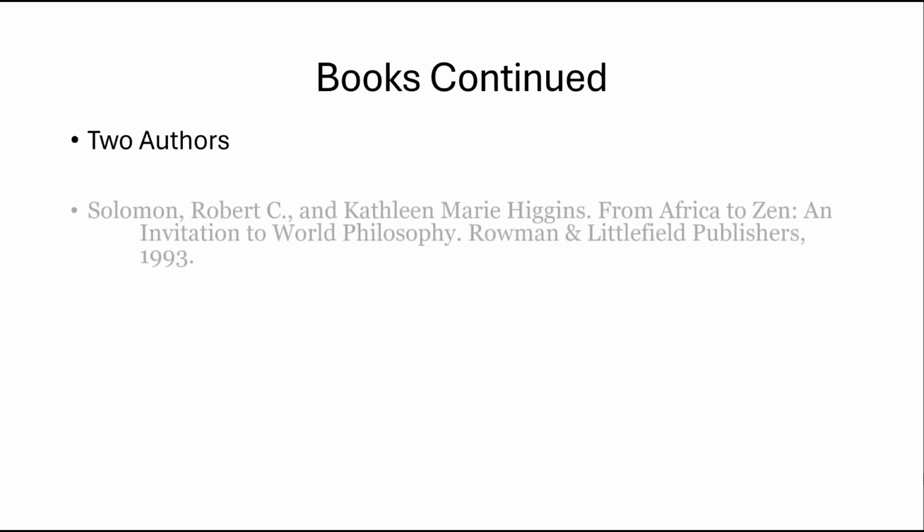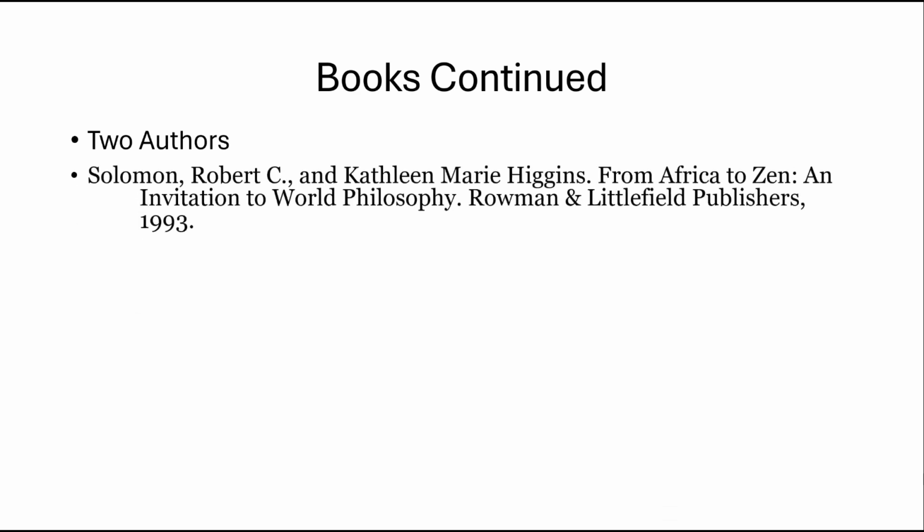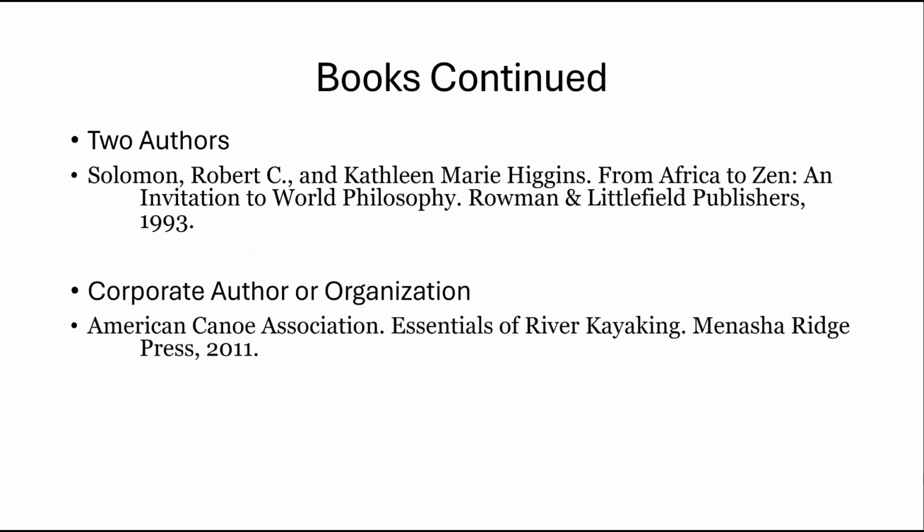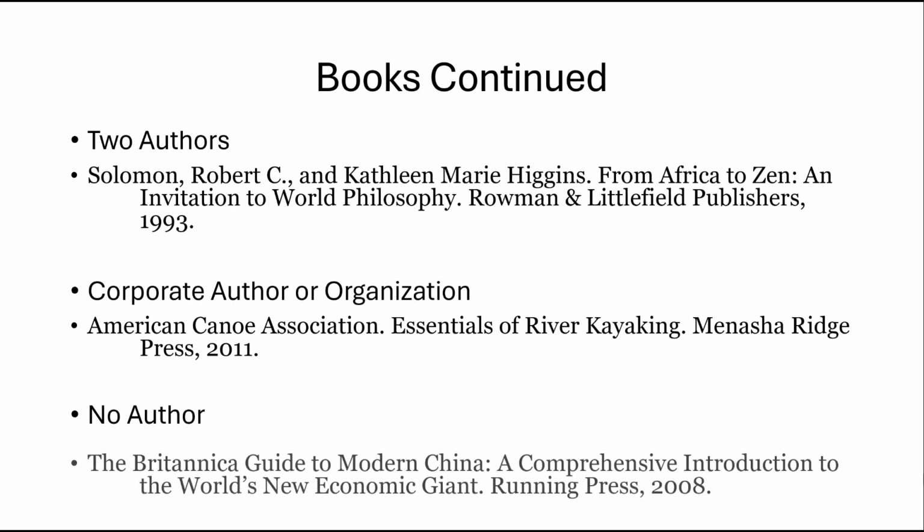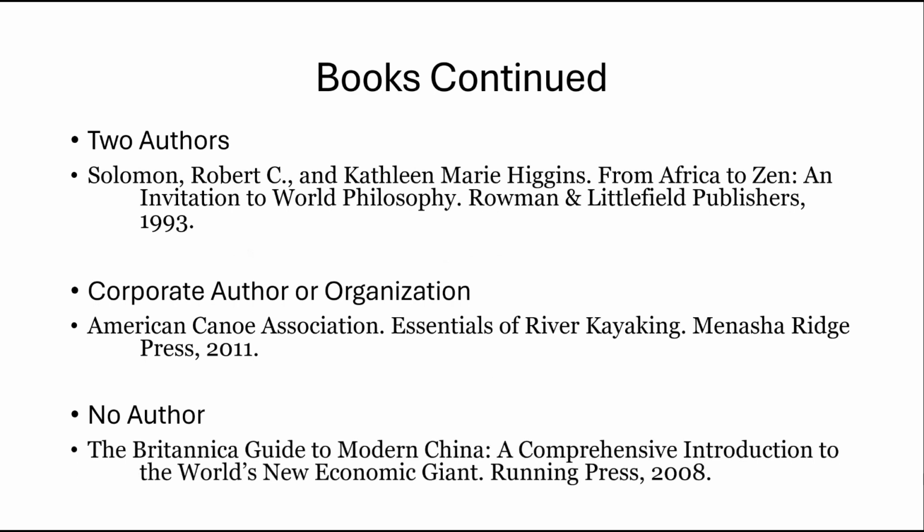Continuing on with books, if the book has two authors, you just include both of the authors' names, but all the rest of the formatting is going to be the same. If the book is written by a corporate author or an organization, you replace the author's name with that corporate author or organization. And then if your book doesn't have an author, you just remove that first part where you would put the author and start with the name of the book.